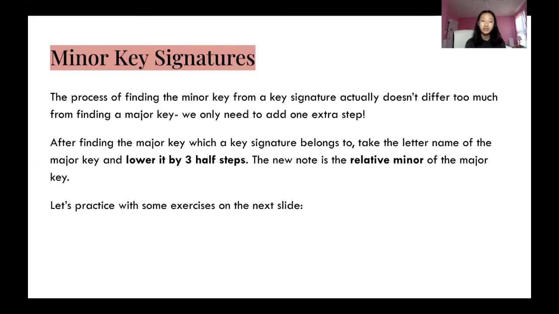Minor keys don't have their own completely separate key signatures. They actually share the same key signatures as their major keys, but they're different notes. For example, G major and G minor don't have the same key signature, but G major and E minor do, because E is 3 half steps down from G. Hopefully that becomes clearer when we practice with some exercises.